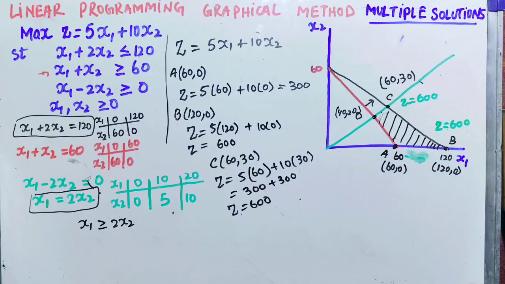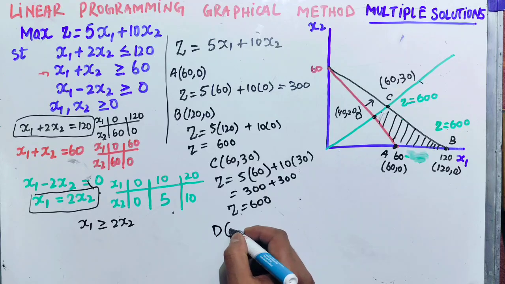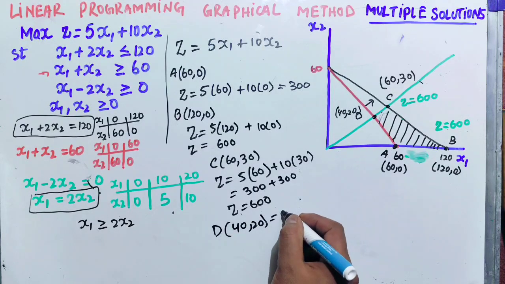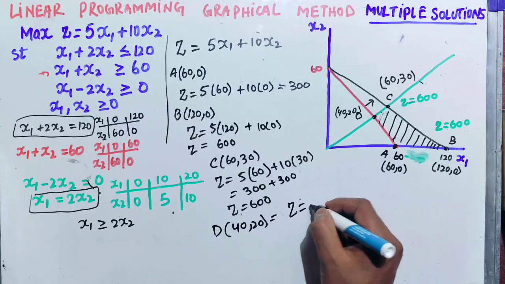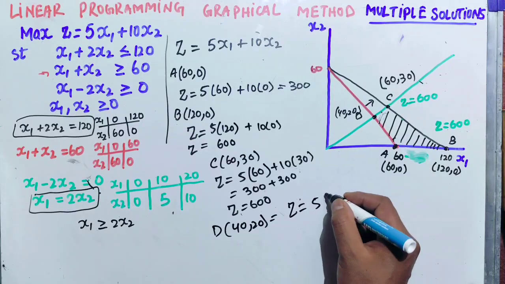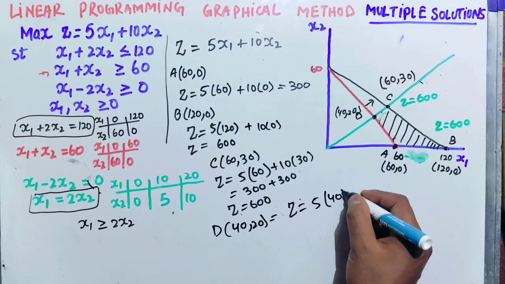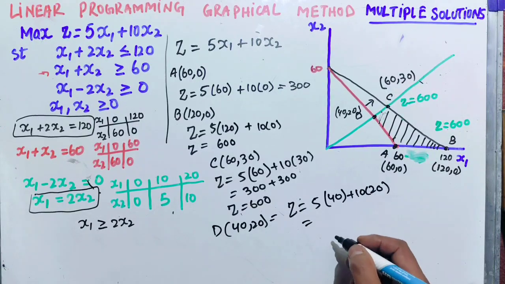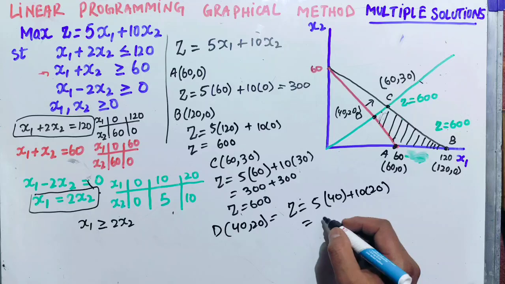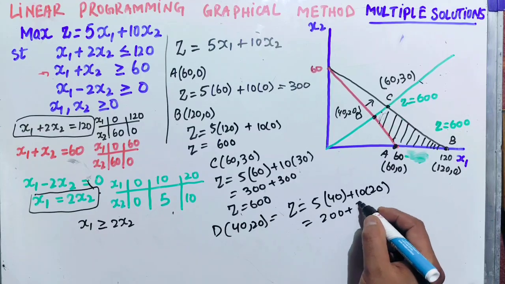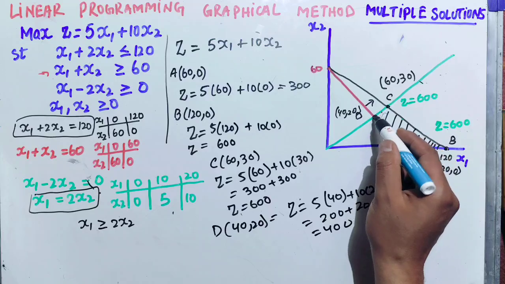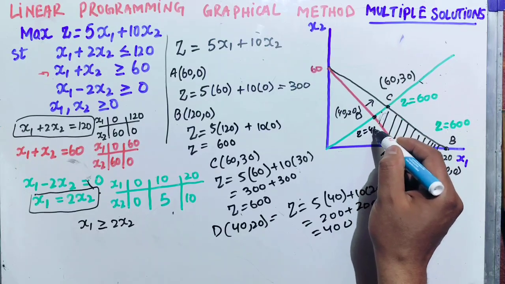And let us evaluate it at point D. So at point D, the coordinates of D are 40 comma 20. So let us see, z will be equal to 5 into 40 plus 10 into 20. So we will get here 5 4s are 20, which is 200, plus 200, we will get 400. So at this point z is equal to 400.